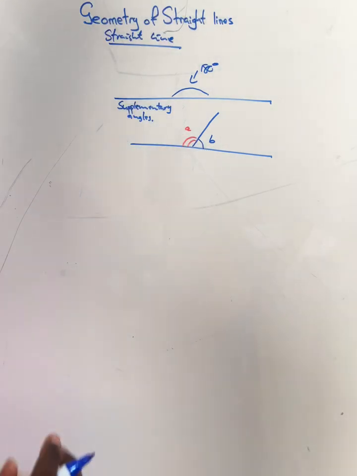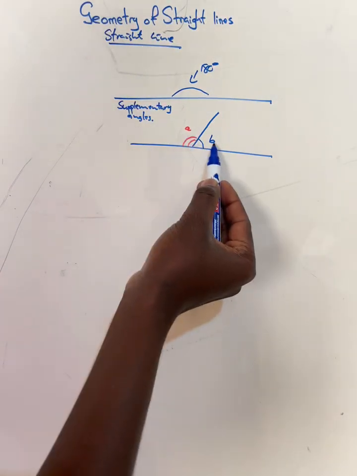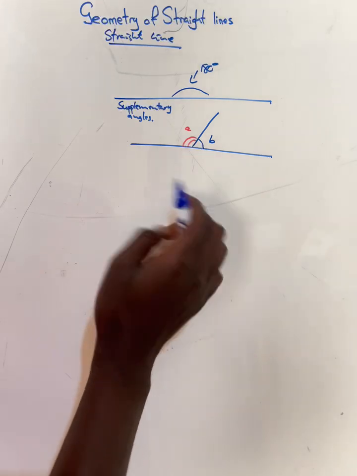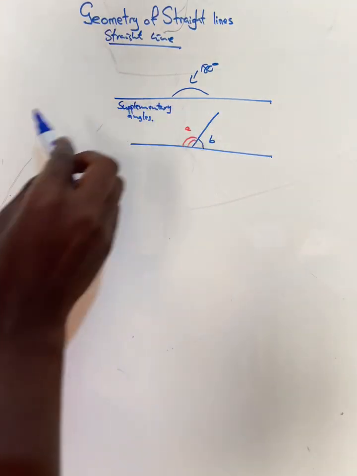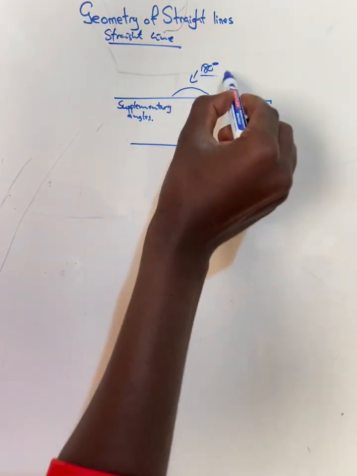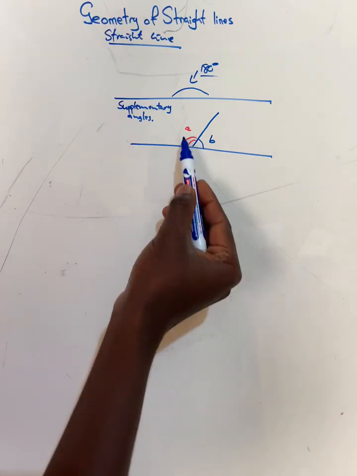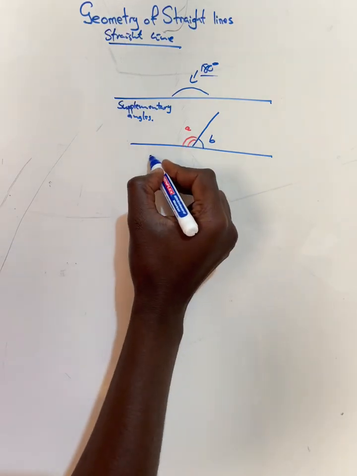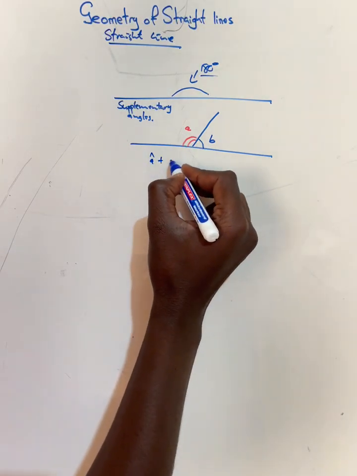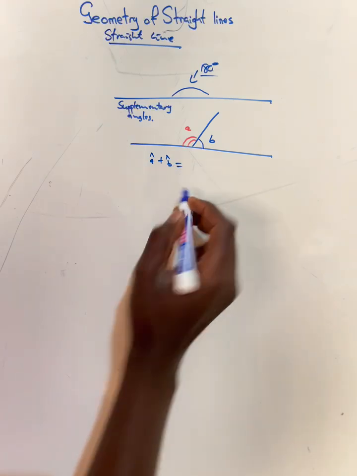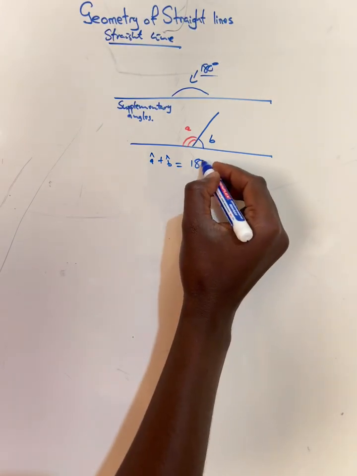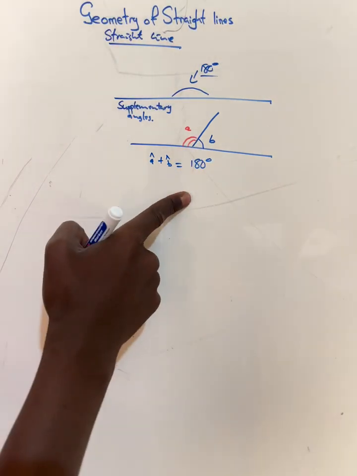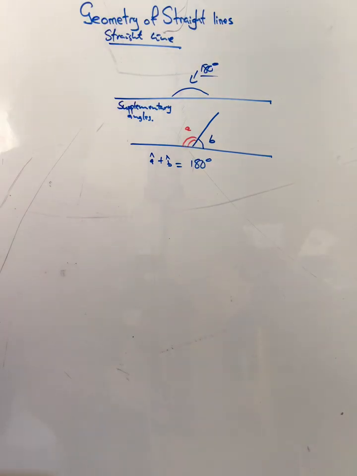Now, what happens about angle A and angle B? Remember, we said on a straight line, a simple straight line, it's 180 degrees. So if we were to say angle A plus angle B, all together they'll give us 180 degrees. This is what we mean when we say supplementary angles, right?